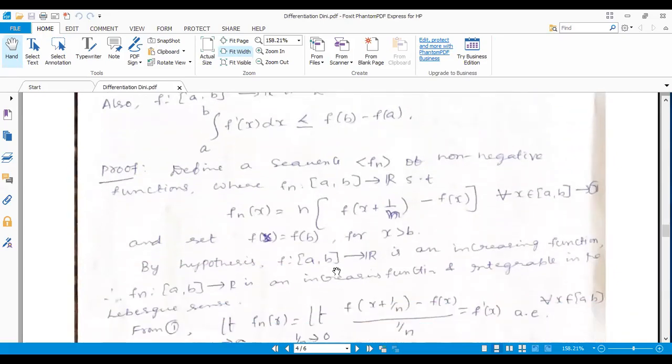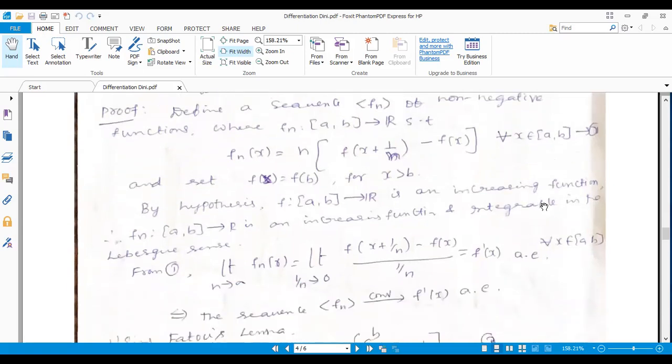How to prove this? Here that function is given, and that function is a non-negative function. A function fn is defined as a non-negative function, where fn maps from the closed interval [a, b] to R, such that fn(x) can be written as n times f(x plus 1 by n) minus f(x), for all x belonging to the closed interval [a, b], because it is a differentiable function.